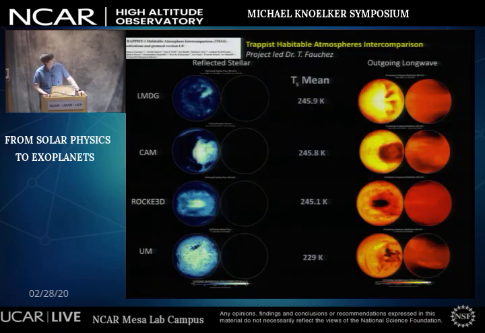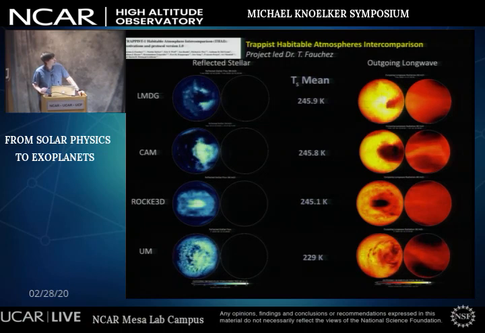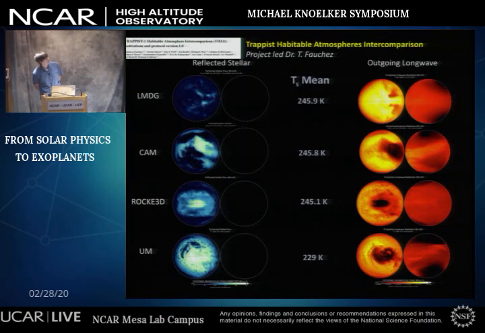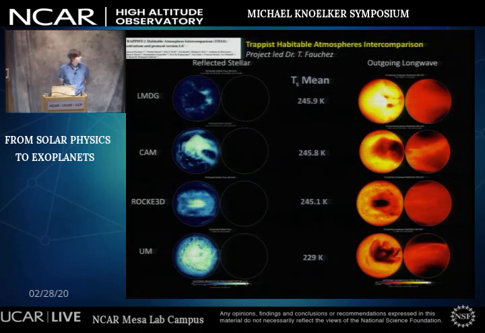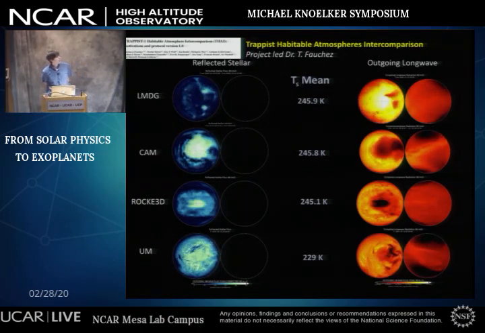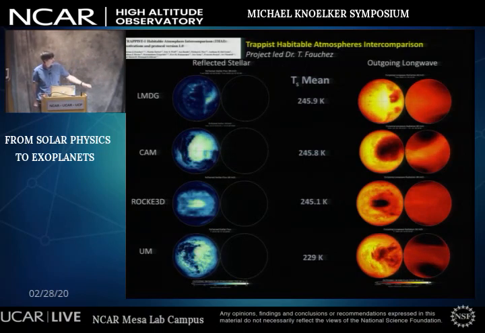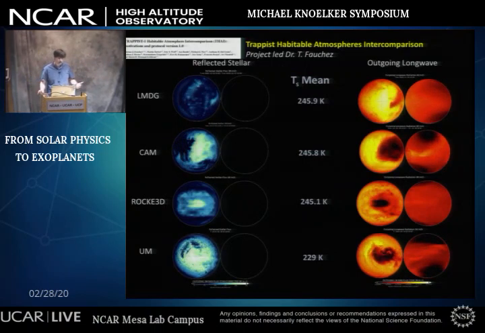Another paper in the works, a bigger project from a colleague, Thomas Fauchez, is an intercomparison project for the TRAPPIST-1 system, where we're going to compare multiple models, both LMD, CAM, second row, ROCKE-3D, and then the United model, and anybody else who wants to join.